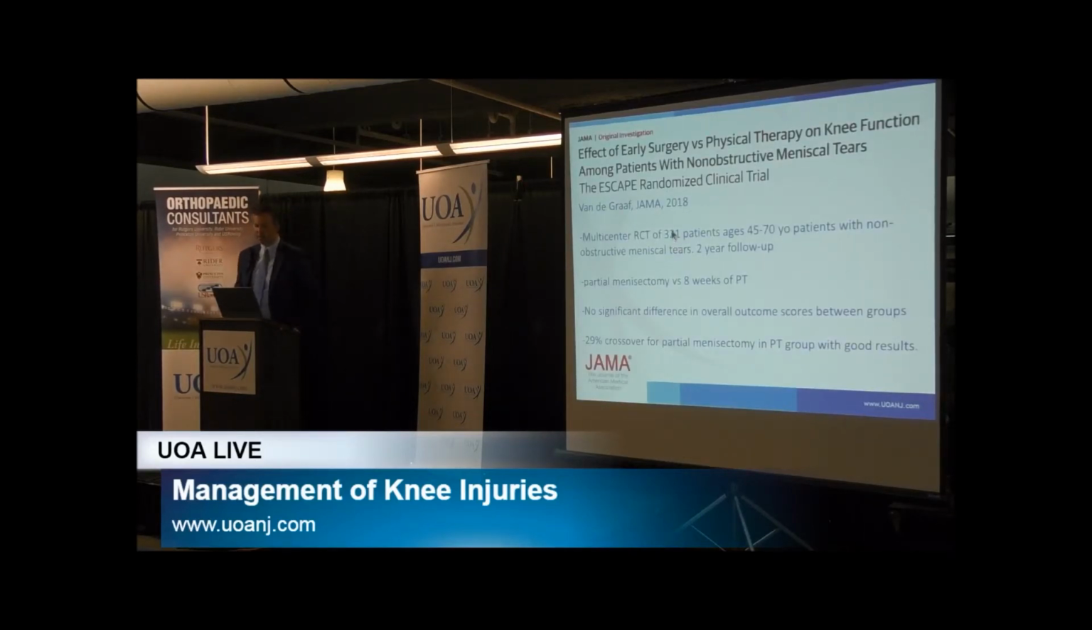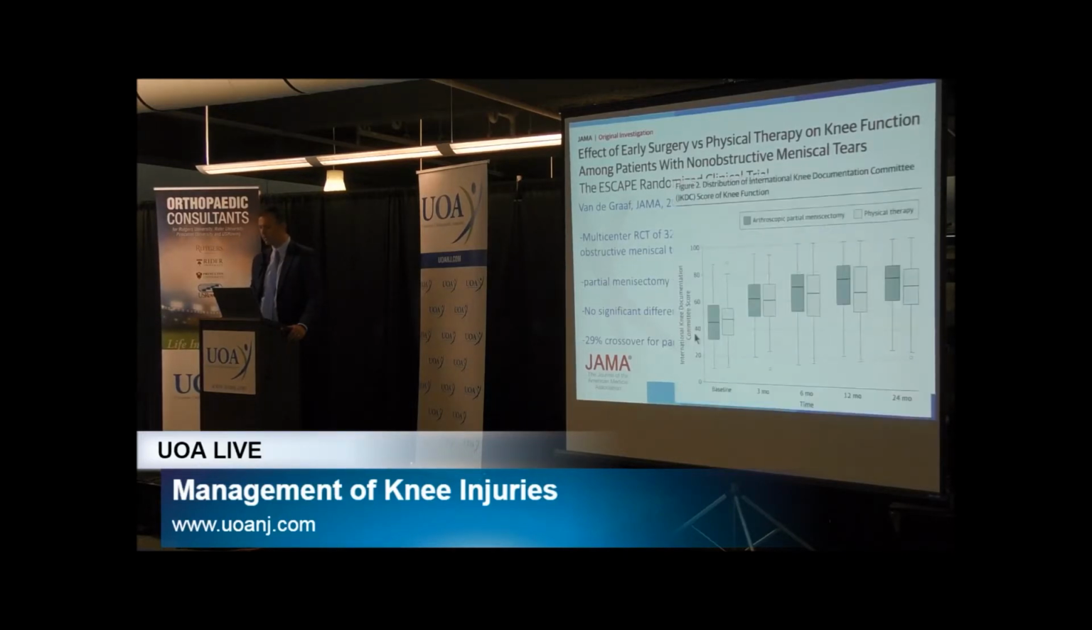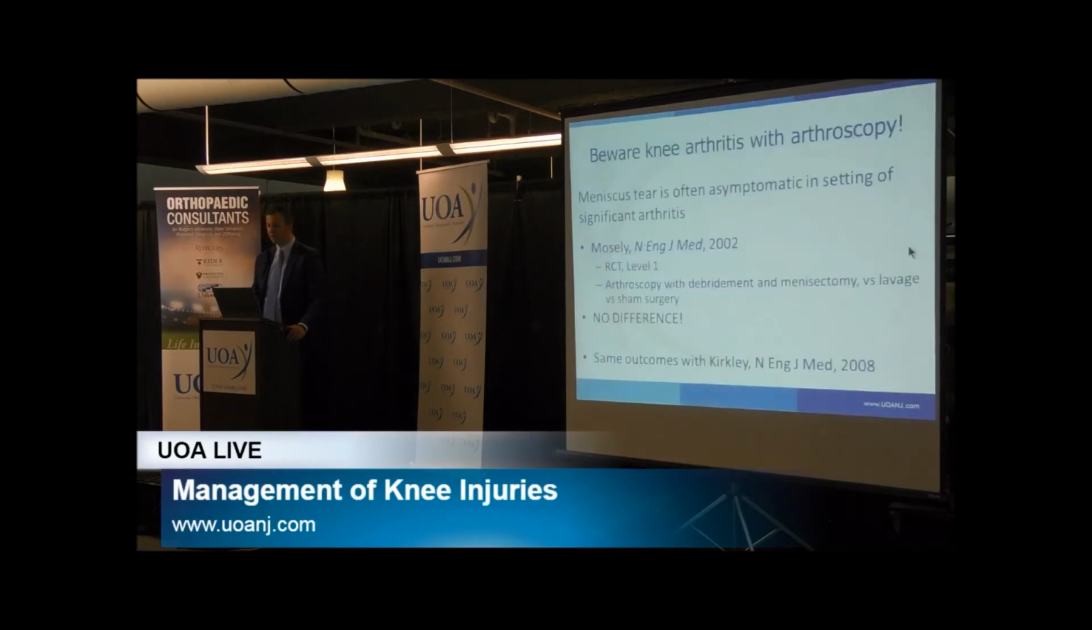This was another study published last year. It was a randomized trial called the ESCAPE trial that looked at, again, physical therapy versus early surgery for patients who had non-obstructive or non-mechanical symptoms from their meniscus tear. Over 300 patients, 45 to 70 years old, and had 2-year follow-up. They, again, found no difference in the overall outcomes, but again, pretty consistent. About a third of these patients ultimately elected to have partial meniscectomy, did have good outcomes from that treatment. So these are their kind of outcomes. Again, you can see that the outcomes are relatively the same when you compare those two groups.